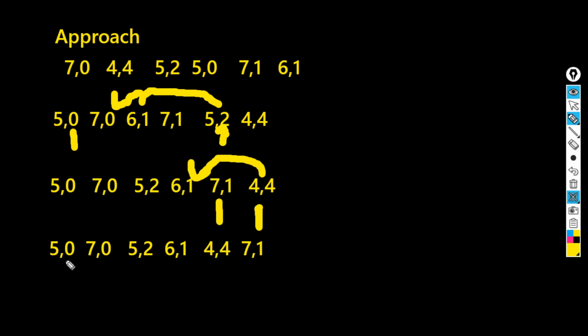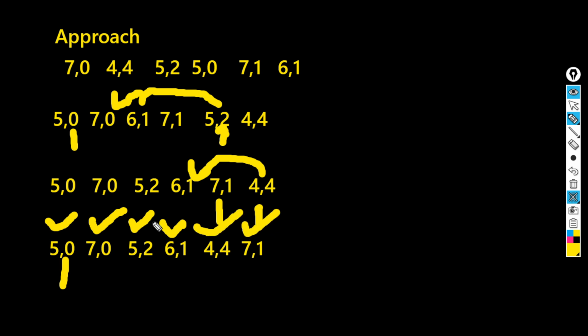Now if we check, before 5 we have 0 elements greater than or equal to 5, so this is correct. Before 7 we have 0, so this is also correct. Before 5 we have 2 elements, 5 and 7, so this is also correct. Before 6 we have only 7, which is greater, so this is also correct. Before 4 we have 4 elements which are greater, so this is also correct. After 7 this is also correct.